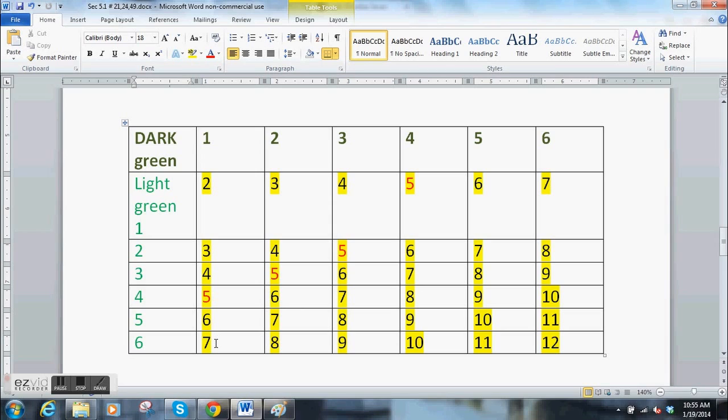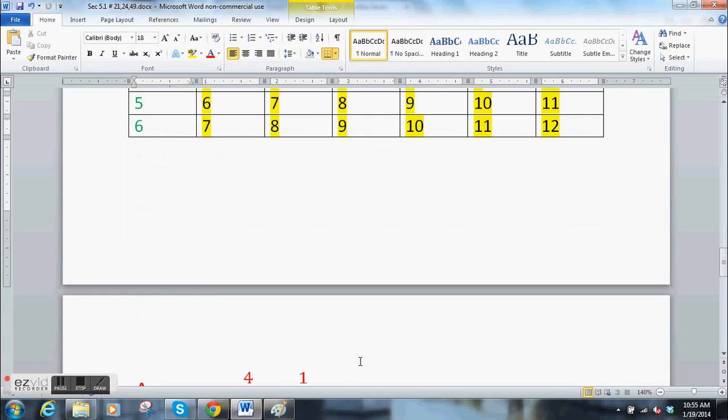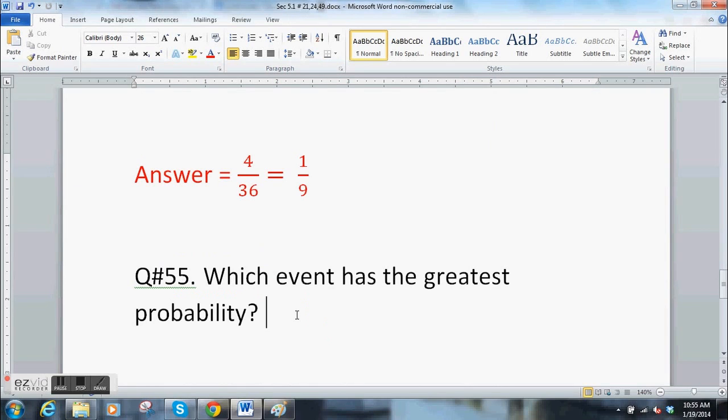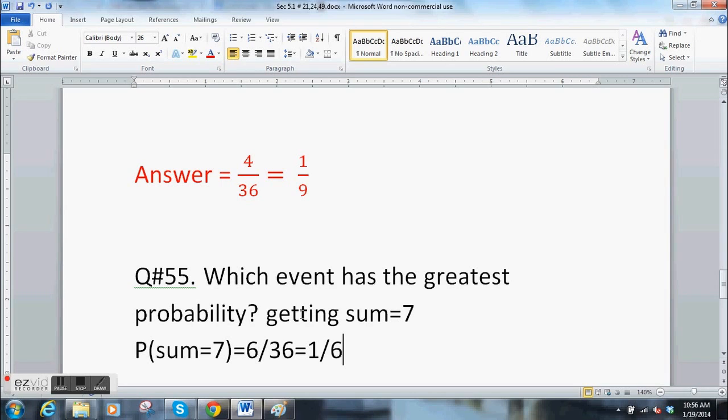So the most likely outcome is rolling a sum that equals 7, and the probability is 1, 2, 3, 4, 5, 6 out of 36. So the probability of sum equal to 7 equals 6 divided by 36, which is 1/6. So that's lucky number 7. I think you get a lot of money in craps if you roll a 7. But you'll notice the probability is still not that great. But 1 out of 6, you roll 6 times, maybe you'll get lucky. Okay, so that's how you do question 49 and question 55.